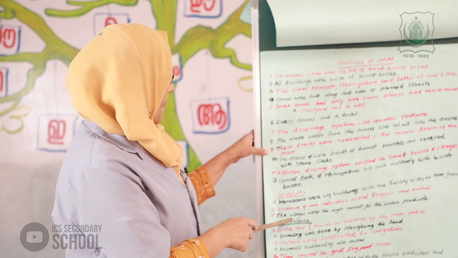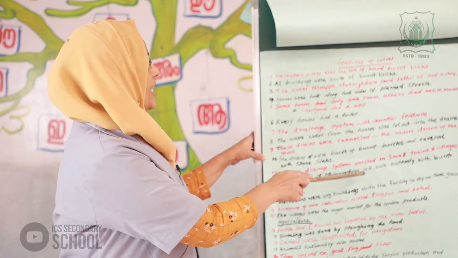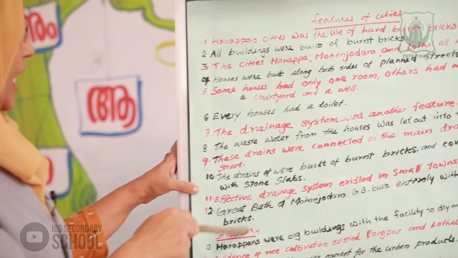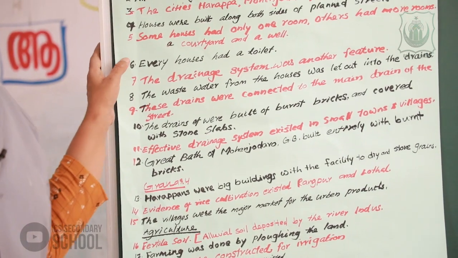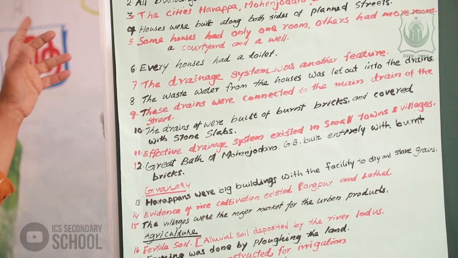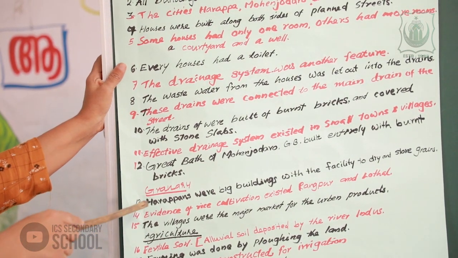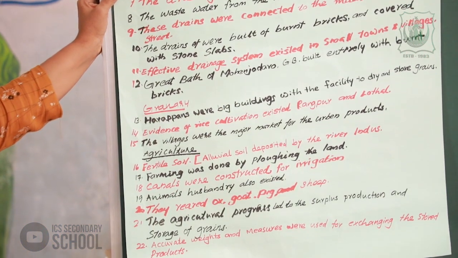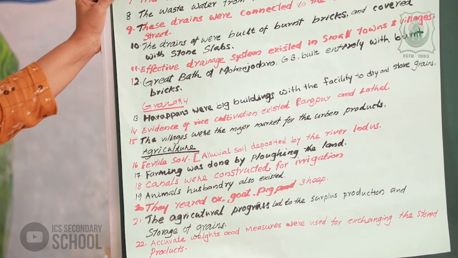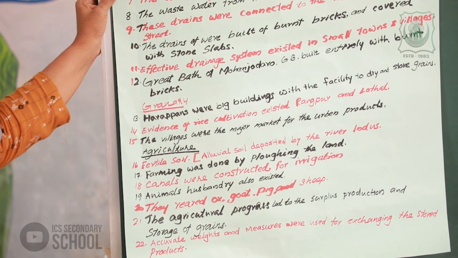Then the drainage system of small towns. Then the Great Bath, built entirely of burnt bricks. Then the granary. Harappans had a big building with facilities to dry and store grains.